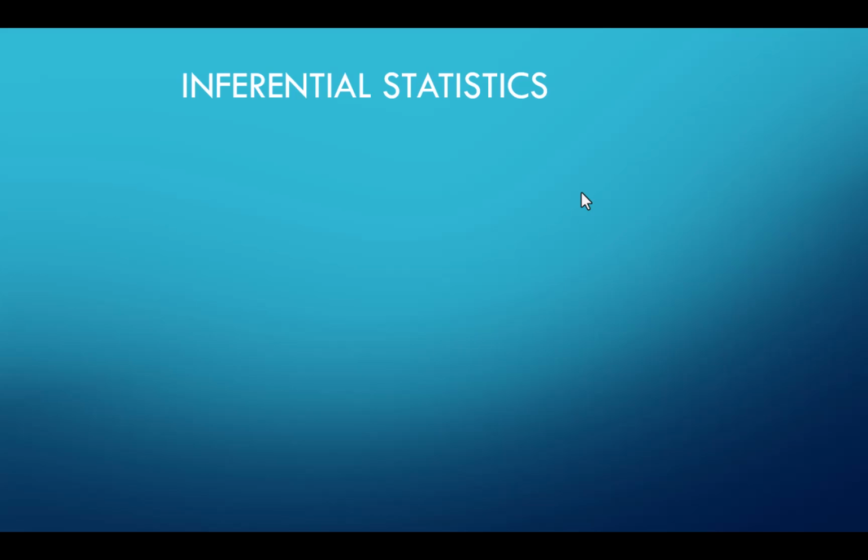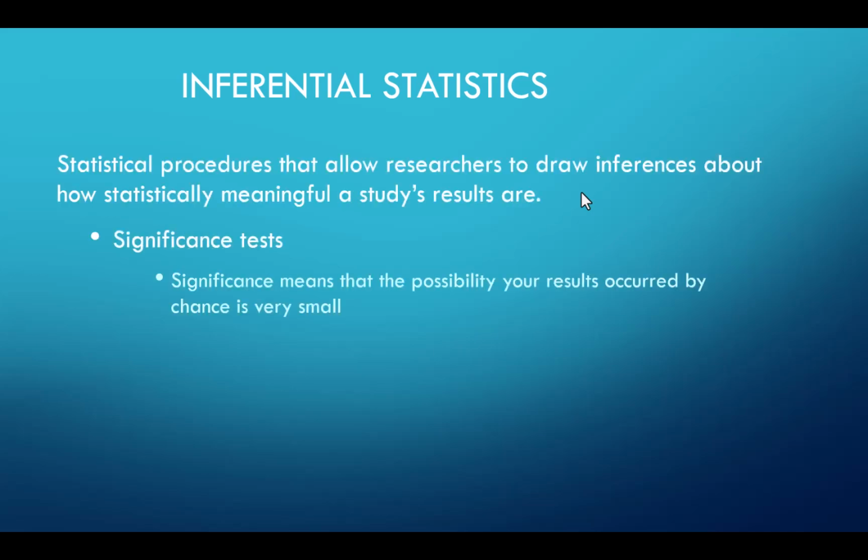Now while descriptive statistics describe the data, they give us a picture, a snapshot of what the data looks like, inferential statistics are going to allow us to draw inferences about the data. There are statistical procedures that allow us to draw inferences about how statistically meaningful a study's results are. And we're going to talk specifically, and generally, about significance tests. So significance just means that the possibility the results occur by chance is very small.